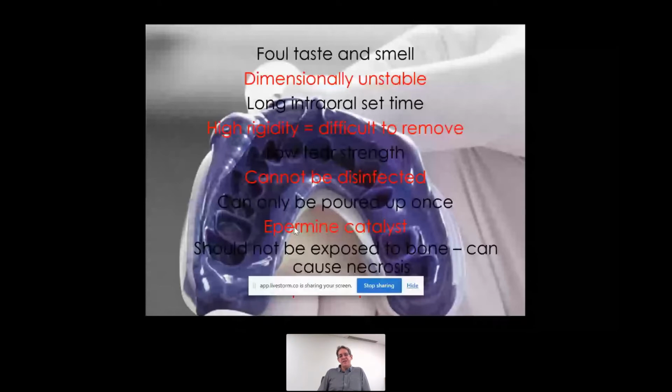And then the catalyst is epamine. And epamine, if exposed to bone, can cause necrosis. Especially if you've got clinical situations where that does exist, then just err on the side of caution. And then we all know that polyether isn't inexpensive, so you also got to look at trying to be as profitable as possible.